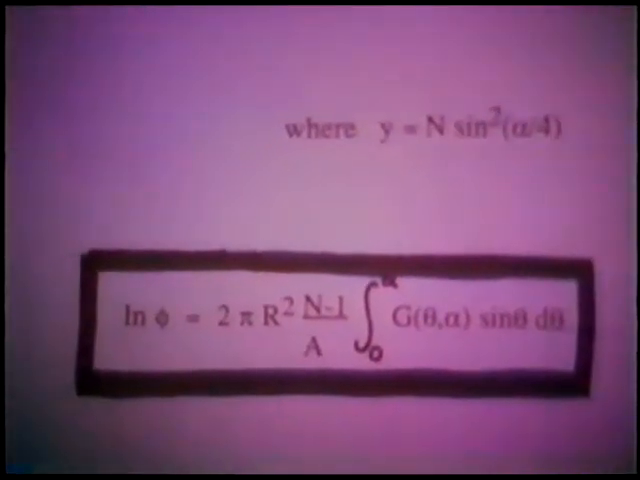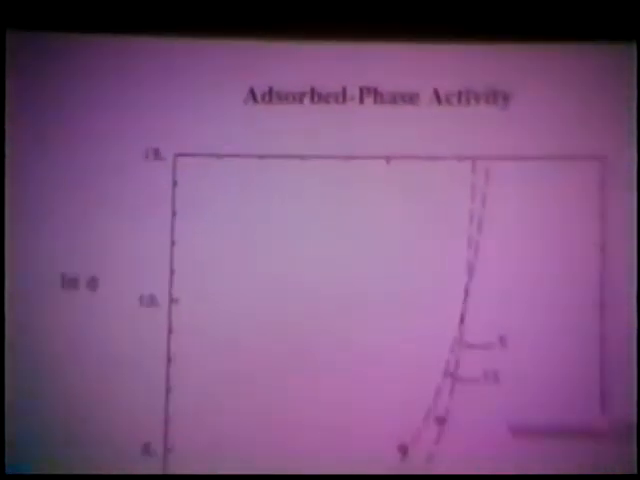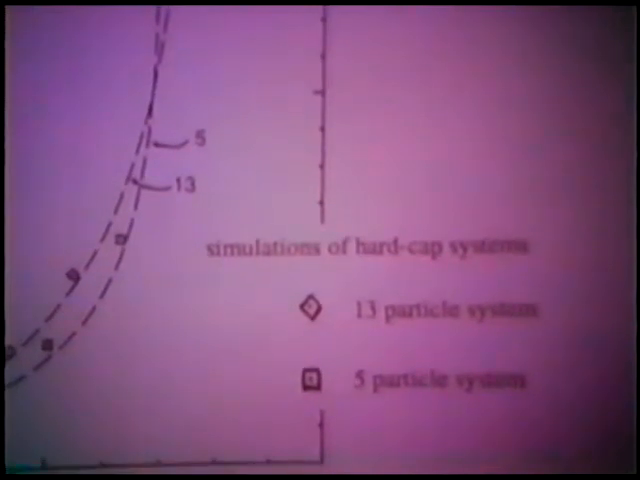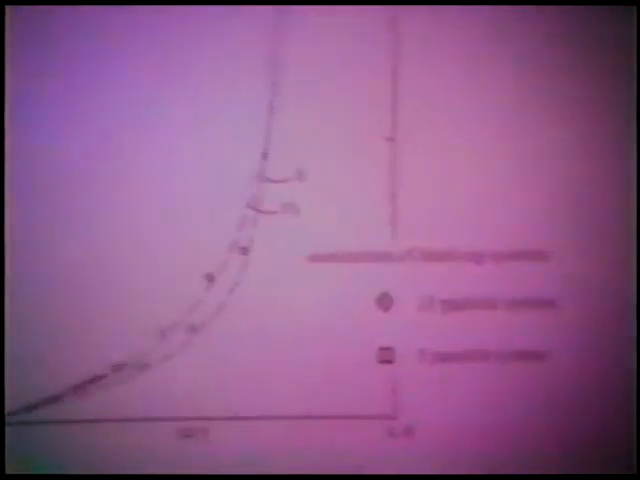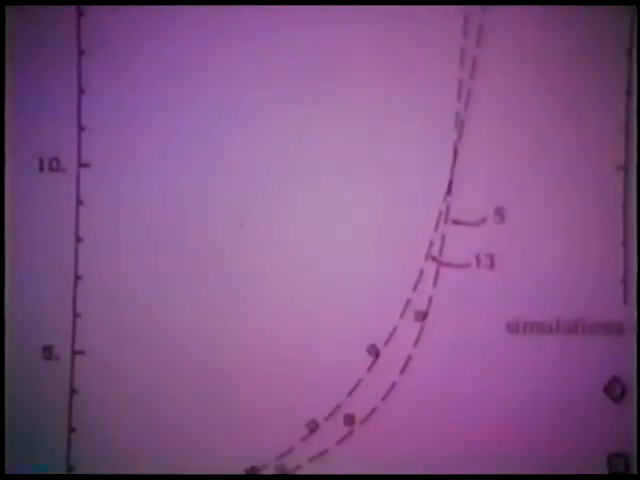The results for the activity of the absorbed phase look like so. What we've done here is plot two cases. One, a 5-particle system. The dash lines, let me say, are the theory.